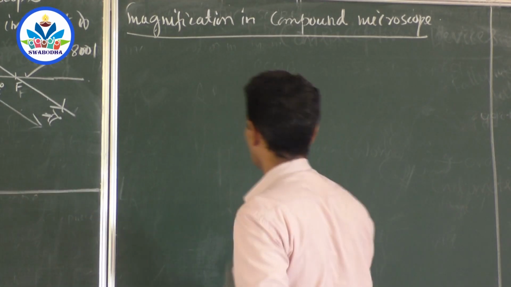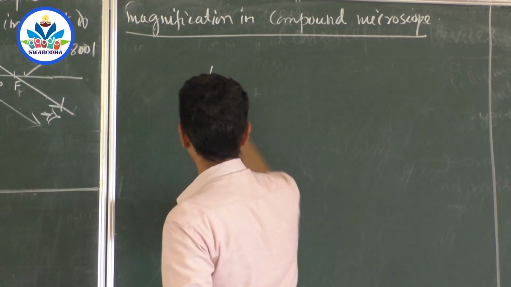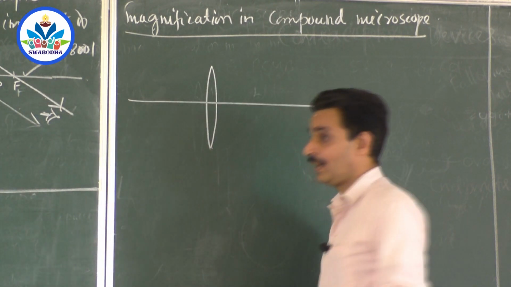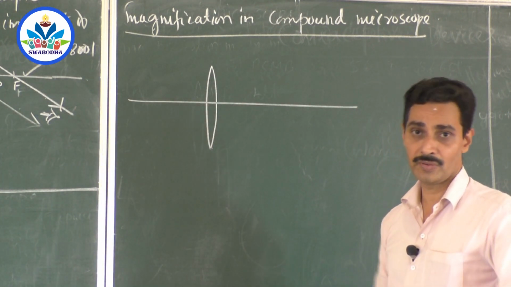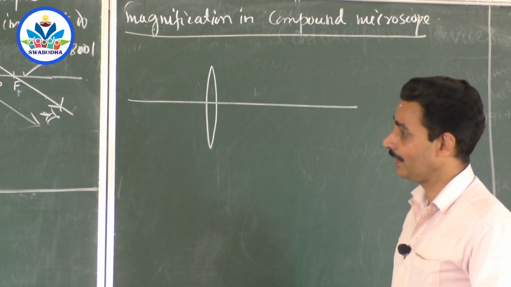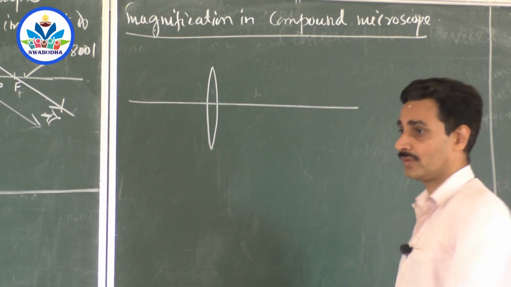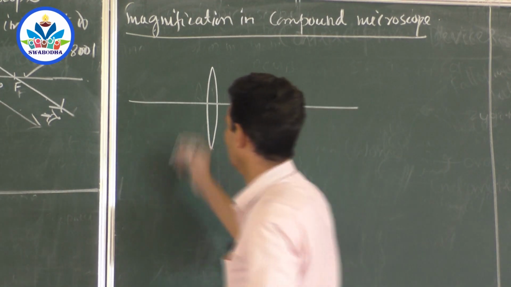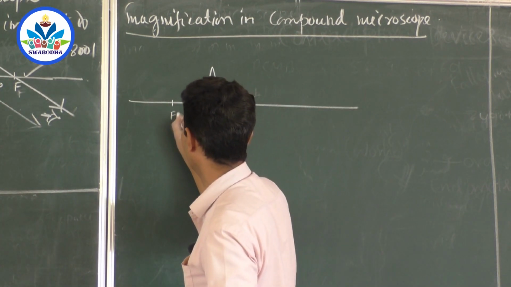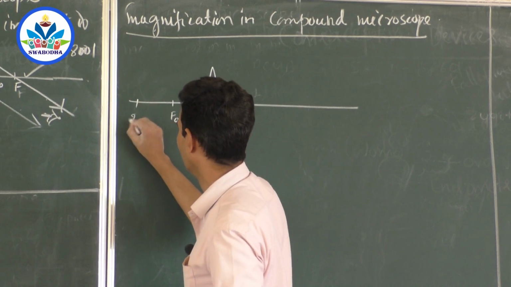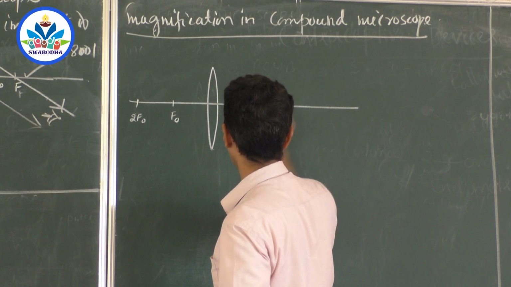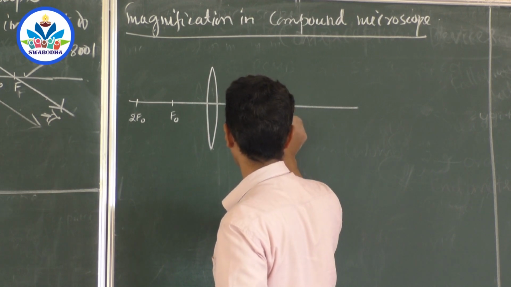How do the two lenses work? First of all, you take a simple lens like this, and the objective should form an enlarged real image. That enlarged real image should act like an object for the eyepiece, which is within the focus. Then it is the simple microscope procedure. So let me take the focus of objective here, double the focus of objective here.